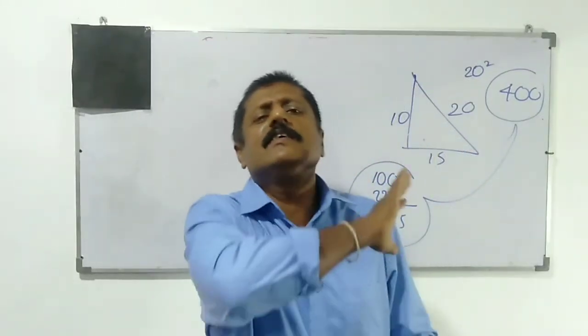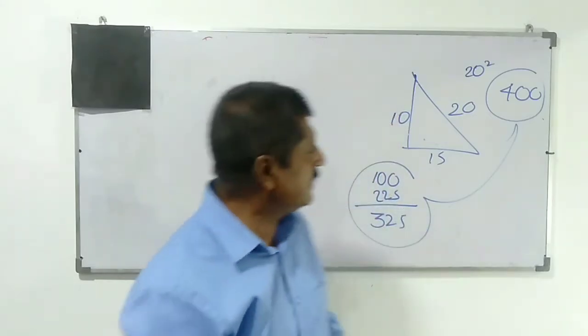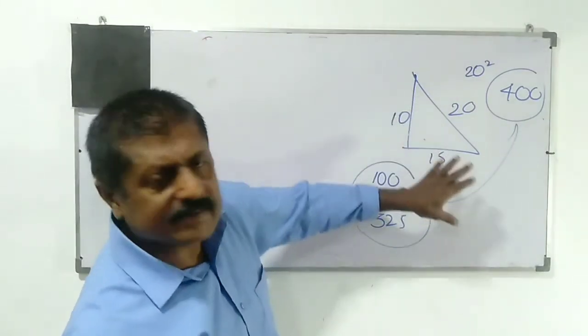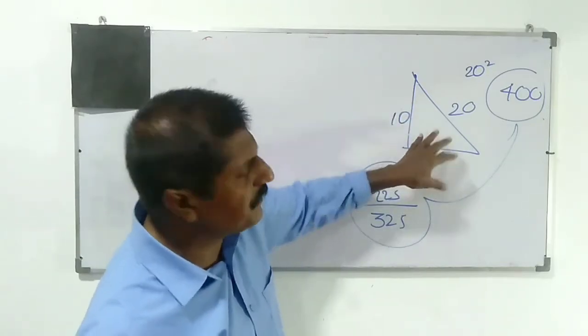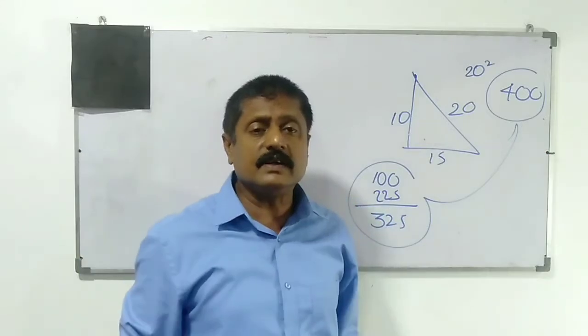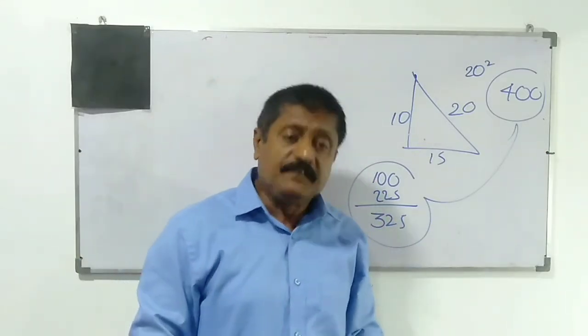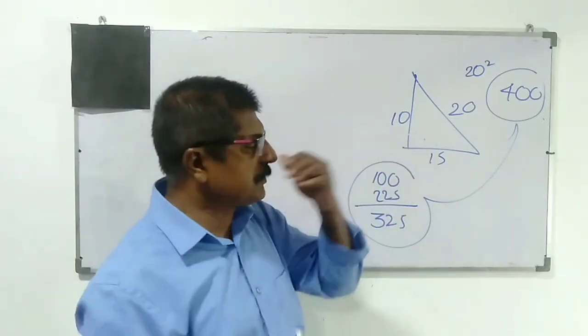That means this is not a right angle triangle. If it is a right angle triangle, the sum of these squares, 10 squared and 15 squared, must be equal to 20 squared. But in here they are not equal. What does that mean? That it is not a right angle triangle. If it is a right angle triangle, they must be equal.